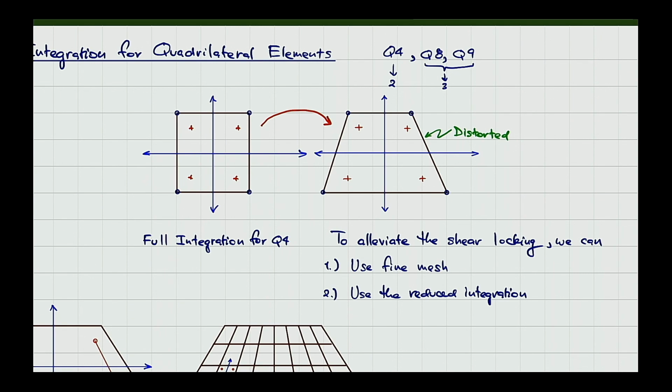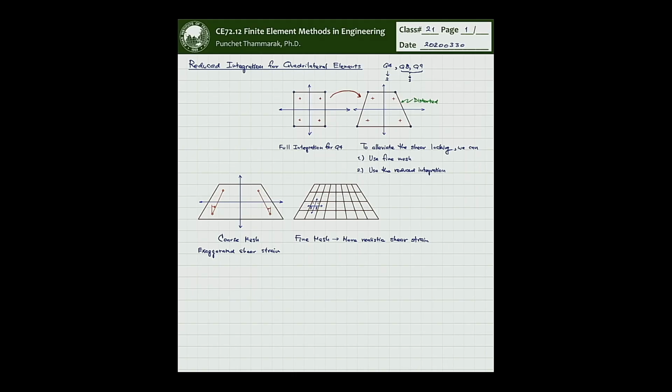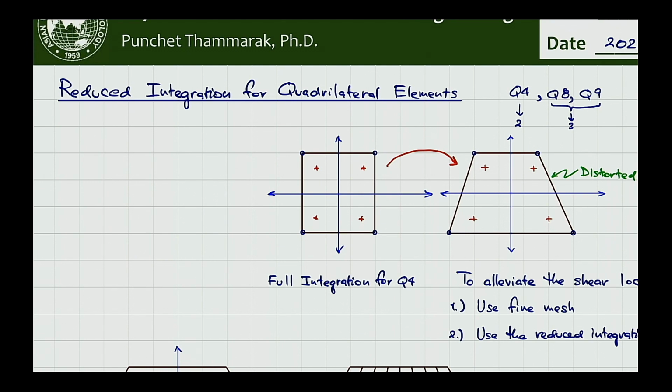So for Q4, if you use the reduced integration point, you will find this Q4R in your finite element software. Q8R and Q9R. So this is going to be 2 by 2 Gauss points. Instead of using the 9 integration points, then you use 4. And this turns out to be 1 by 1.